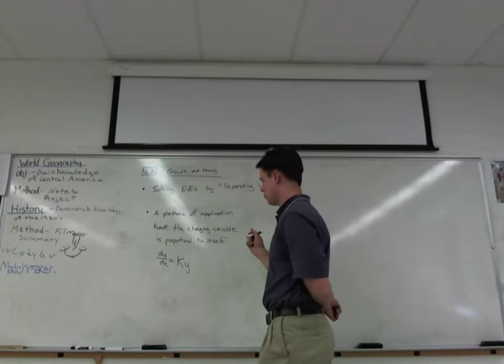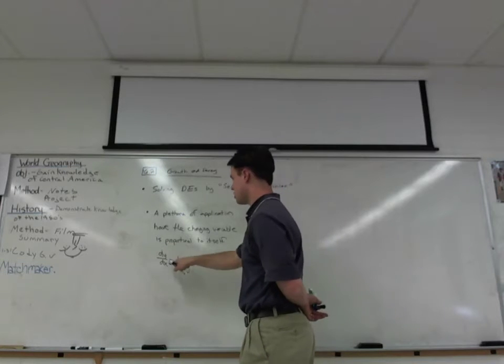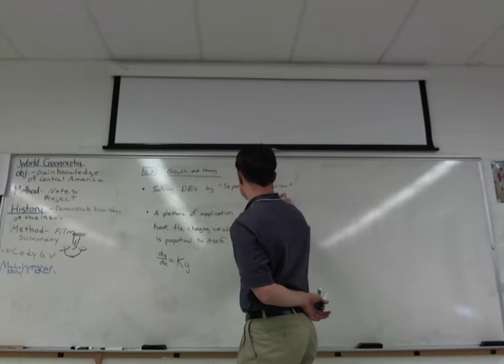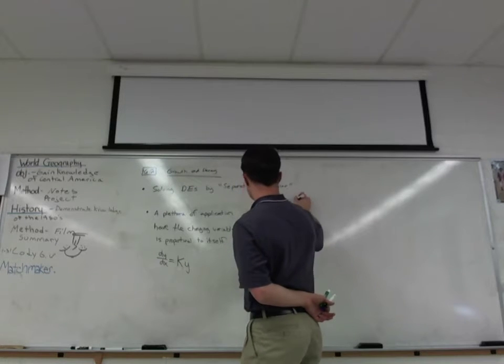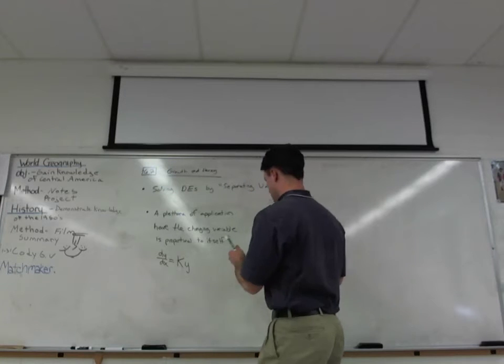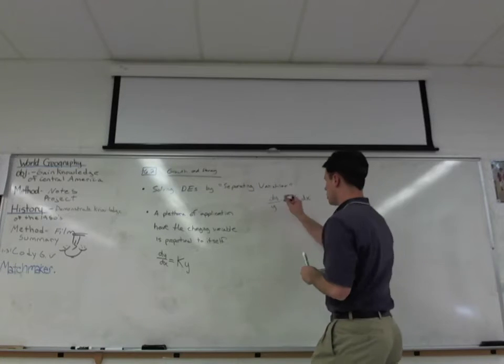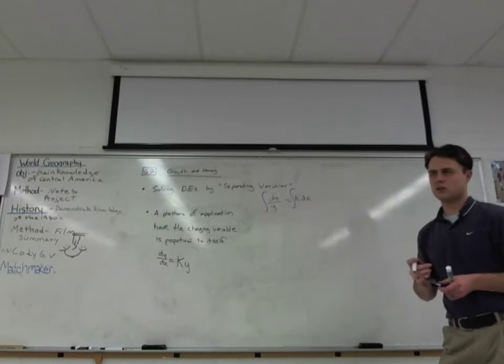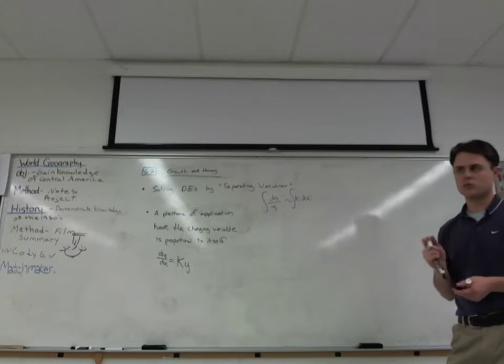Move them over. D over D. Separate variables, right? dx should go over here, y should go over there. So I'm going to write dy divided by y equals k dx. Going to integrate on both sides. I don't really need to add any extra things because they're already there.